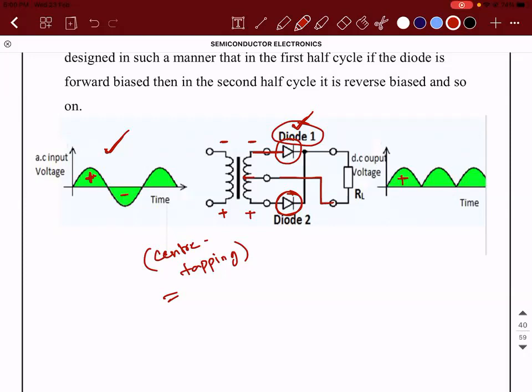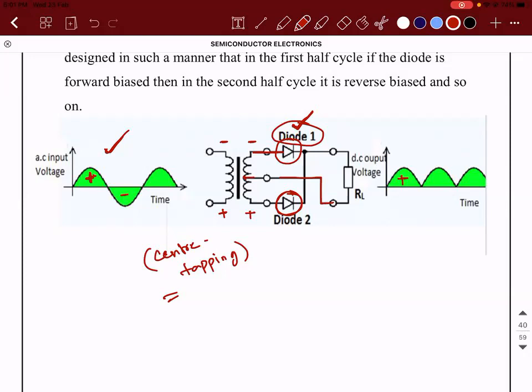In the next half cycle, sir. No. Look at the diode 1 and diode 2. Which one is forward biased and which one is reverse biased? Only diodes are forward or reverse biased. Diode 1 is reverse, 2 is forward.